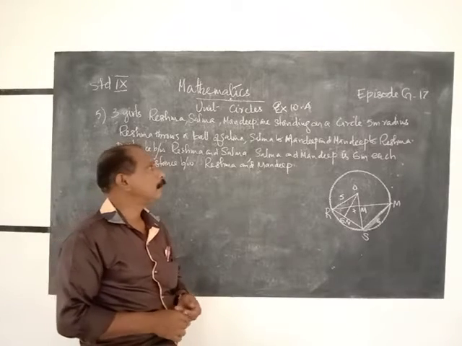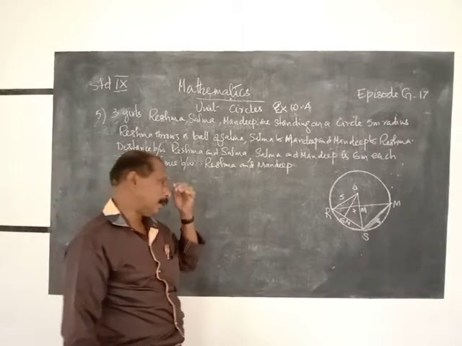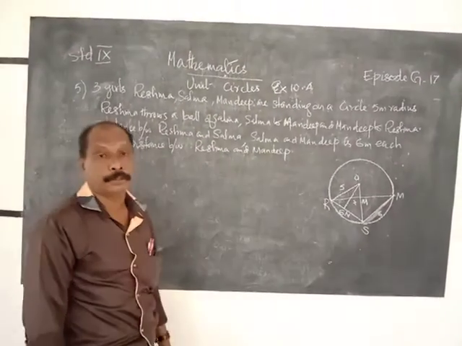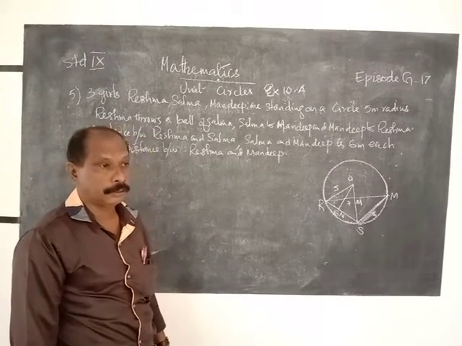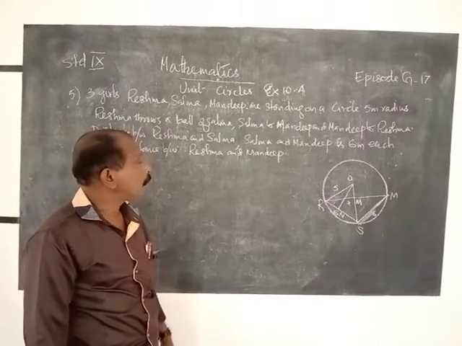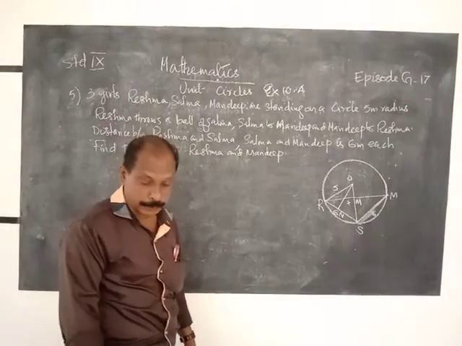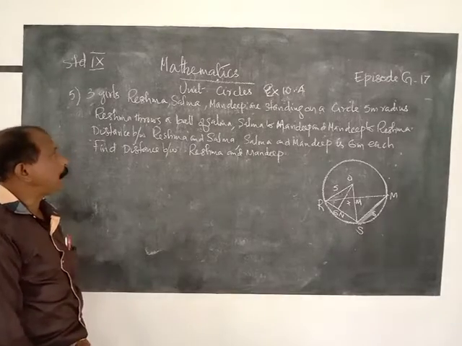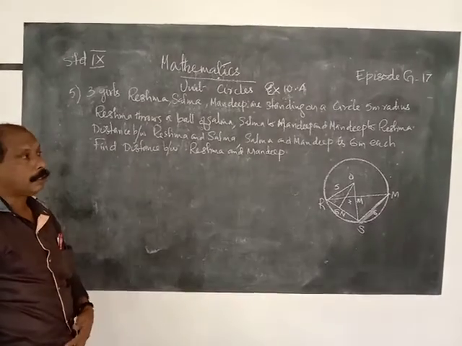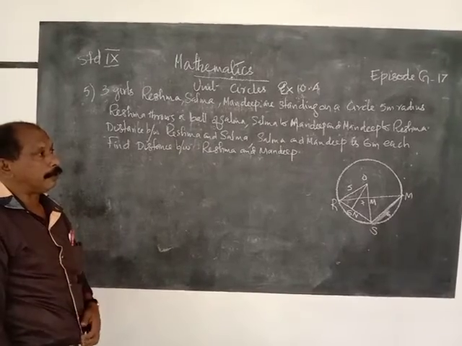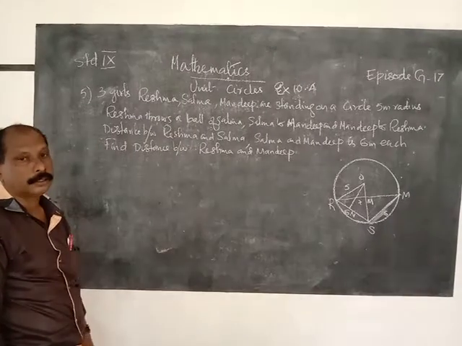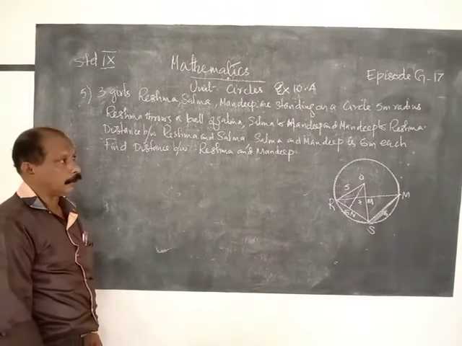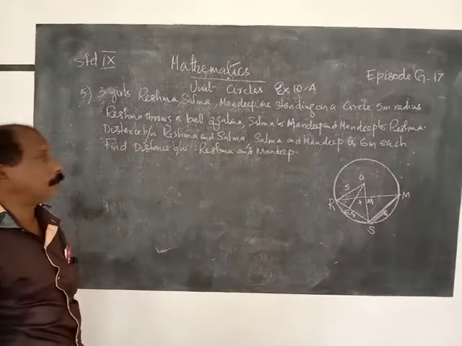Dear students, in the previous episode we discussed the first four questions of exercise 10.3 of the unit circles. Then the fifth question, that is a word problem. The question is, three girls, Reshma, Salma and Mandeep are standing on a circle of 5-meter radius. There are 3 points, Reshma, Salma and Mandeep standing on 3 points of a circle with a radius of 5 meters. That is the perimeter of the circle.